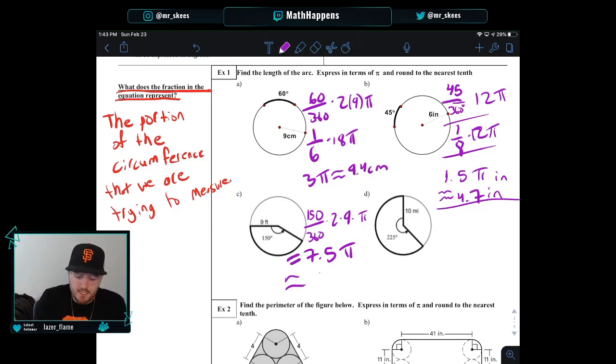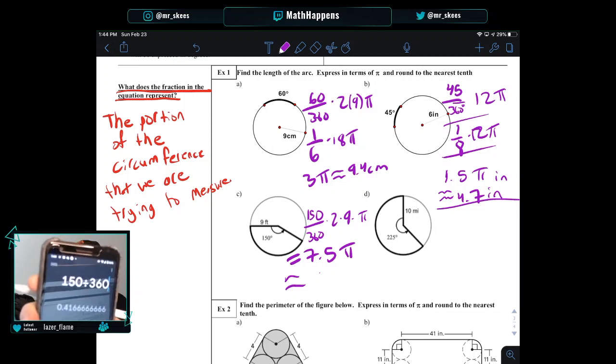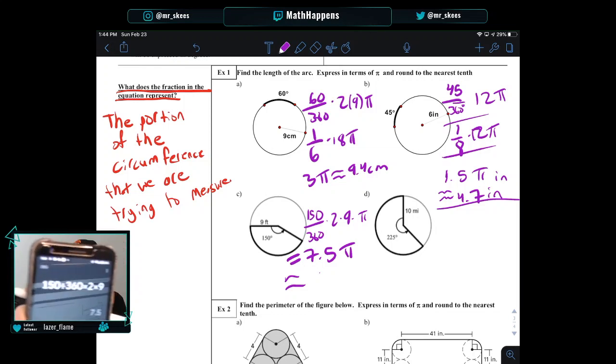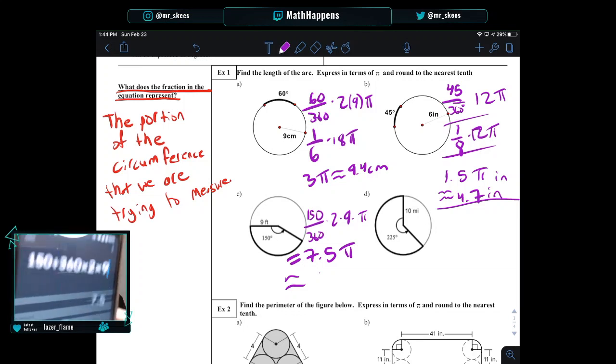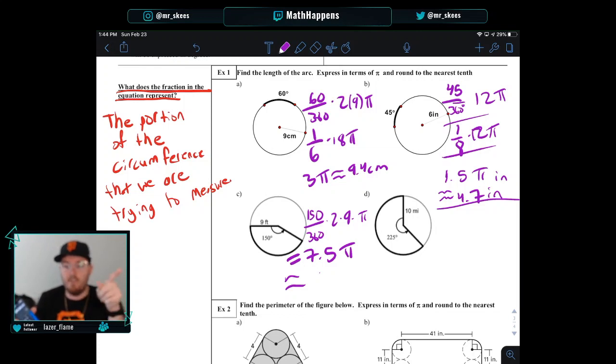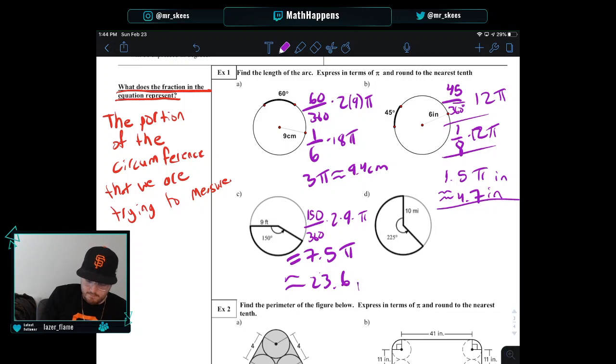So 150, let me do it for you again. 150 divided by 360 times 2 times 9 gives me 7.5, as you can see right there, 7.5. I didn't punch in the pi, so 7.5 pi, so now I punch in the times pi, and I get 23.6 feet.